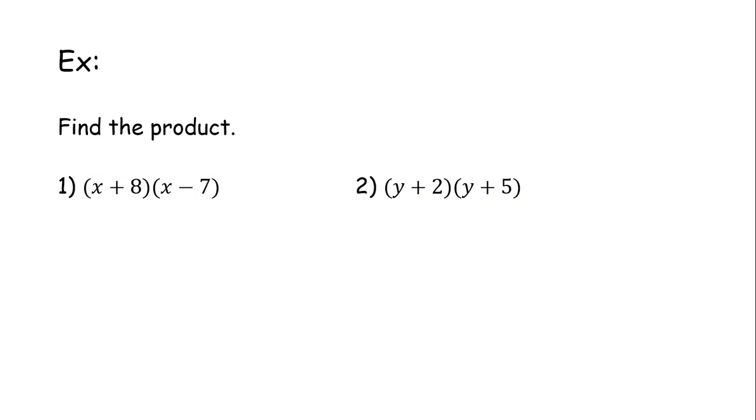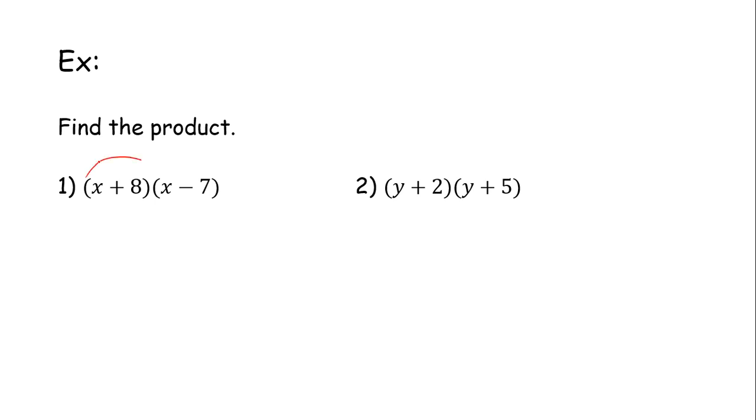I'm trying to find the product. So I have x plus 8 times x minus 7. Each one is a binomial. Binomial means it has 2 terms. X and 8, 2 terms. X and negative 7, 2 terms. We're going to continue doing distributive property. Pay attention to the way I'm going to do it. Again, arrows are a very helpful tool.